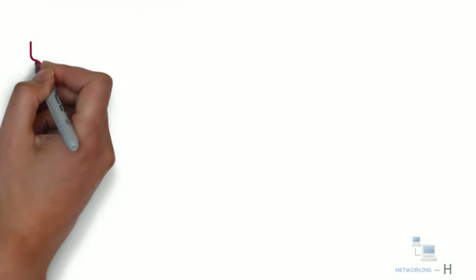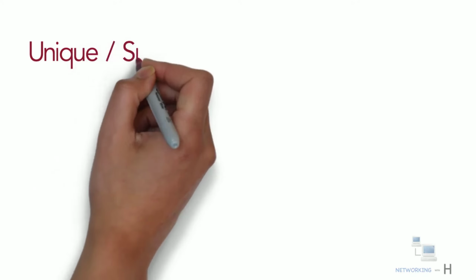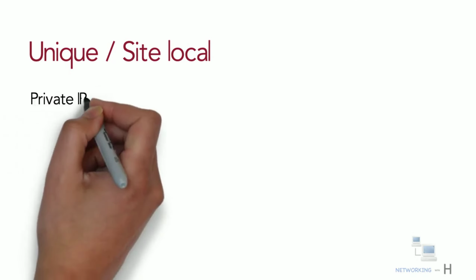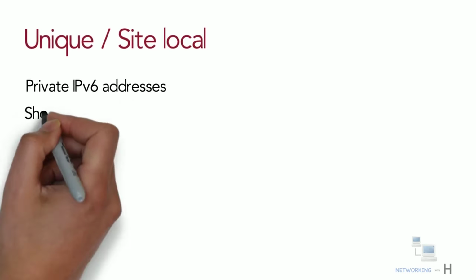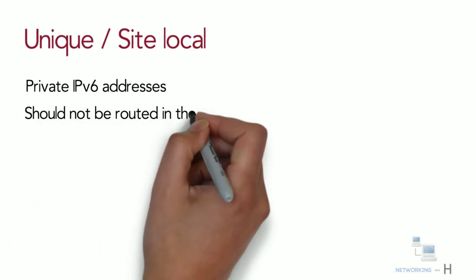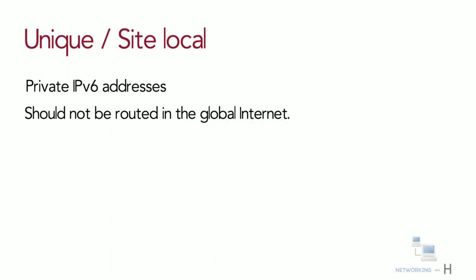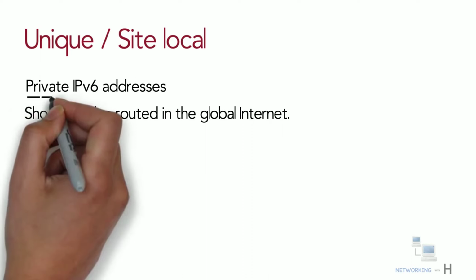Next, we have unique local addresses, which are also known as private IPv6 addresses or local IPv6 addresses. Unique local addresses can be used similarly to global unicast addresses but are for private use and should not be routed in the global internet. Unique local addresses have a similar function to IPv4 private addresses.